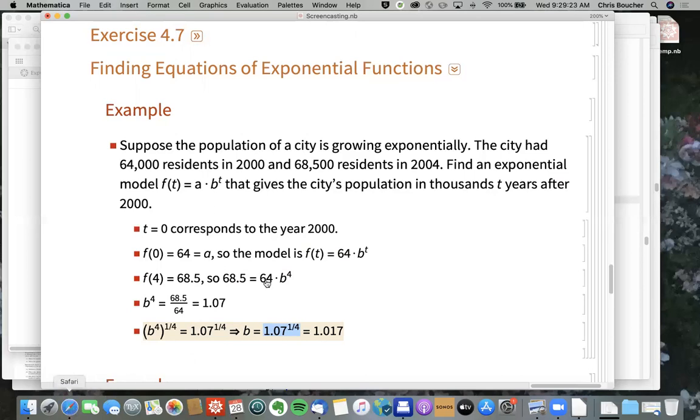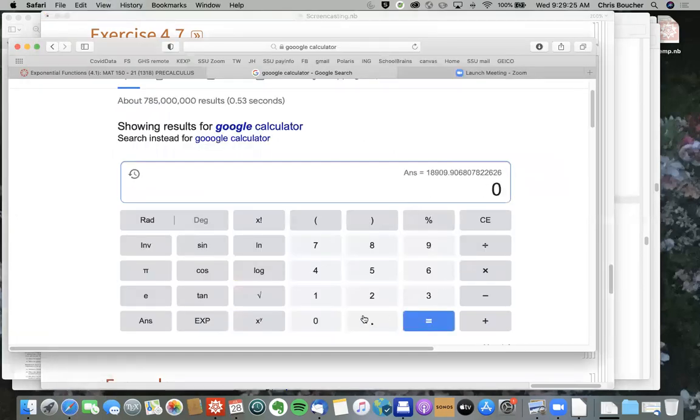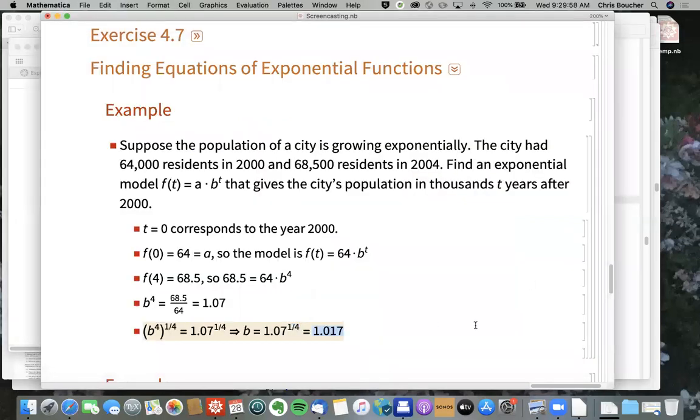So let's see. I'll clear this and do 1.07 raised to the, there we go. Okay, raised to the, and now I just want to do 1/4. I'm going to use parentheses to make sure that that thing is all in the exponent. And then I click equals, and there's the result, 1.017, which is what we got here.